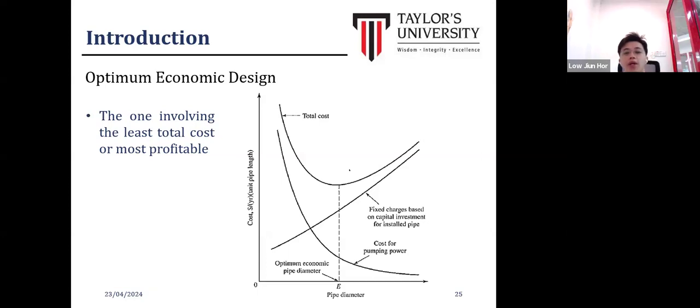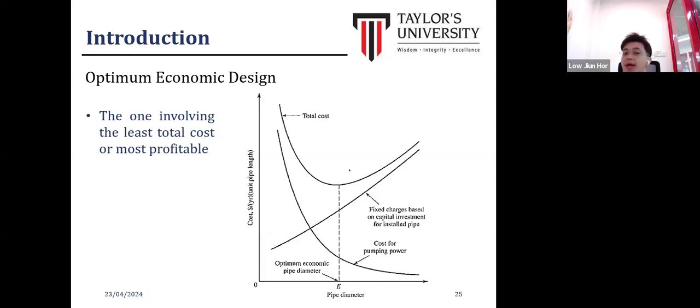Okay, when you increase the size or diameter of the pipeline, then common sense, the fixed charge of the pipe that you are going to use will also increase. So what is fixed charge? Fixed charge is, for example, the cost of operation and the installation cost to install the pipeline. The bigger the diameter of the pipeline, the more fixed charge you are going to spend for the pipe that you select.